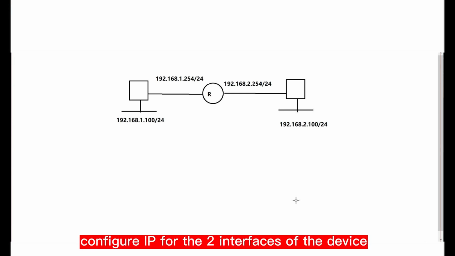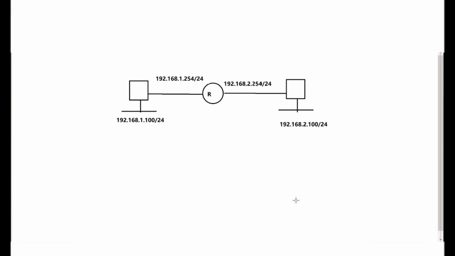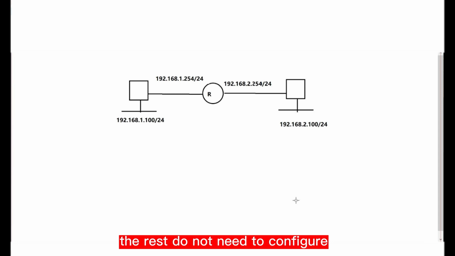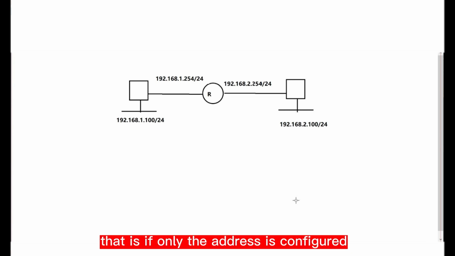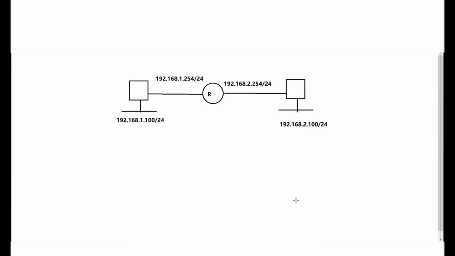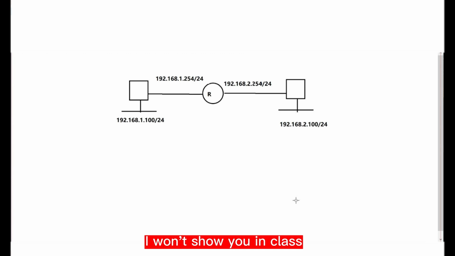Configure IP for the two interfaces of the device. The rest do not need to be configured. And see if they work. It doesn't work, that is, if only the address is configured. The two of them are incompatible. I'll leave this to you after class. I won't show you in class.